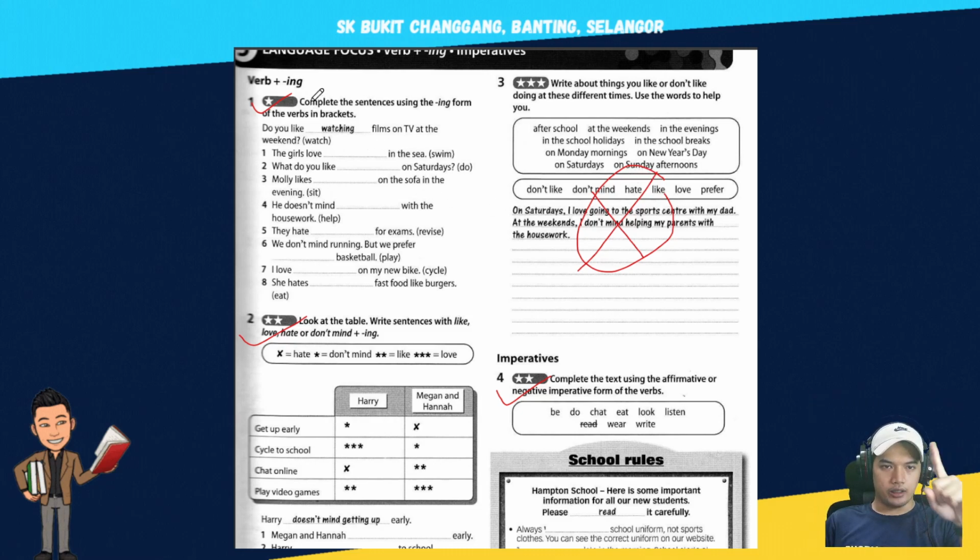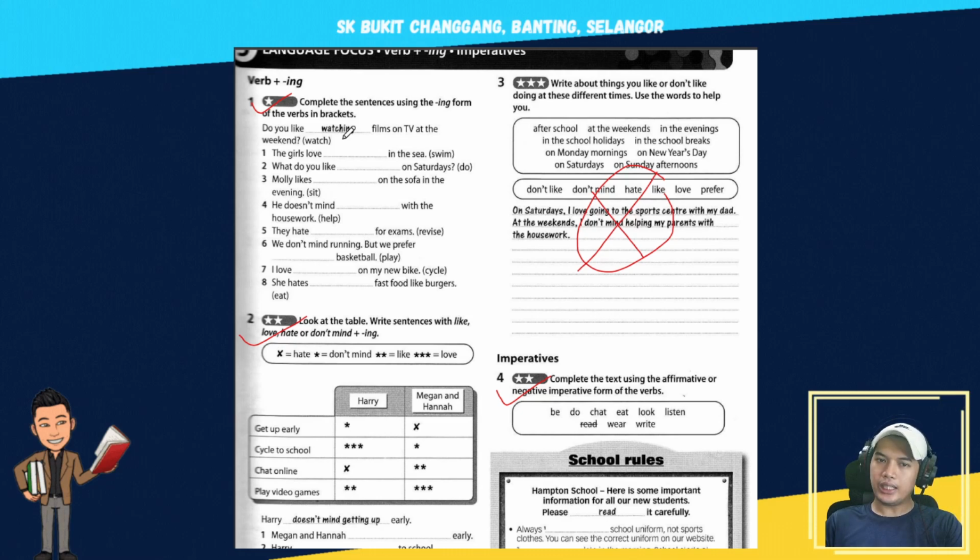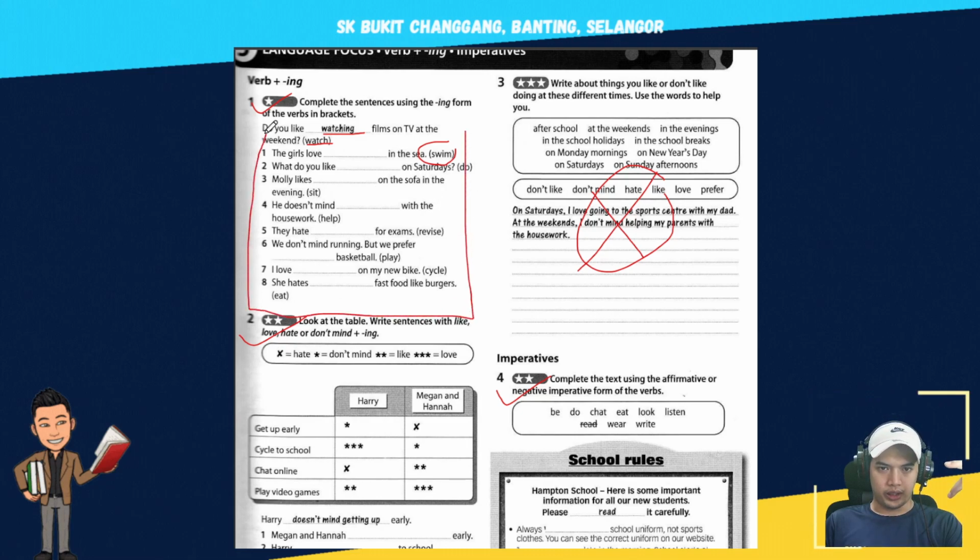So let's look at exercise 1. Complete the sentences using ing form. So you just transform the base word into ing form. For example, watch become watching, swim become swimming. Very good. Do becomes doing. Sit become sitting. So you need to complete this one.